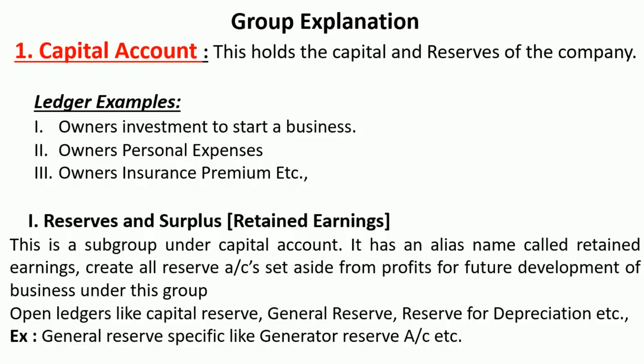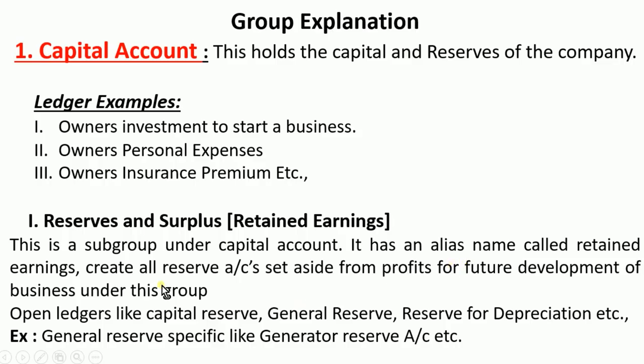Then reserve and surplus. There is one subgroup in the capital account. Capital account is a primary group, and in that there is one subgroup, reserve and surplus. That is retained earning. This is a subgroup under capital account. It has an alias name called retained earning. Alias name means another name or nickname.